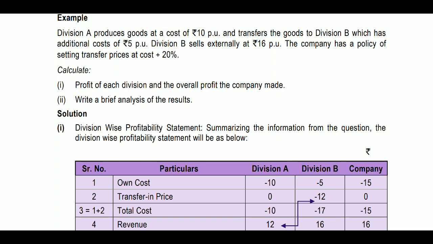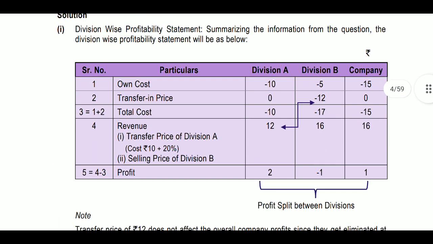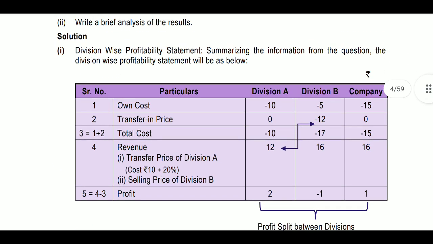division A. In division B we will be purchasing at 12 rupees and we are incurring 5 rupees, so 17 rupees is our cost, and we are selling outside at 16 rupees, so we are getting a loss of 1 rupee. Next, overall profit. If you see the overall profit, it will be 1 rupee only, and if you give the bonus based on profit, division A will get more bonus and division B will not get any bonus.